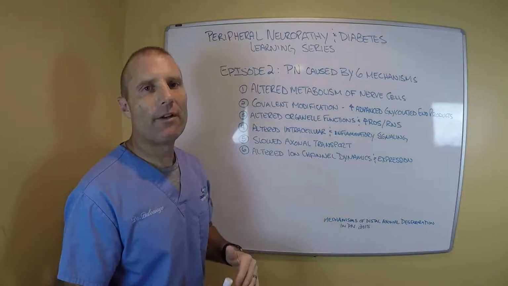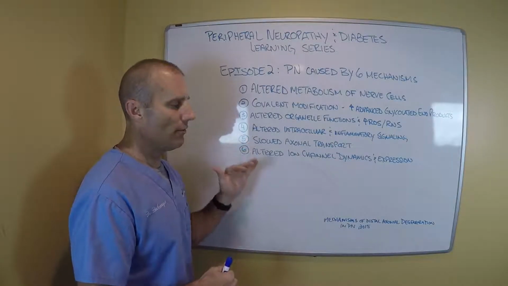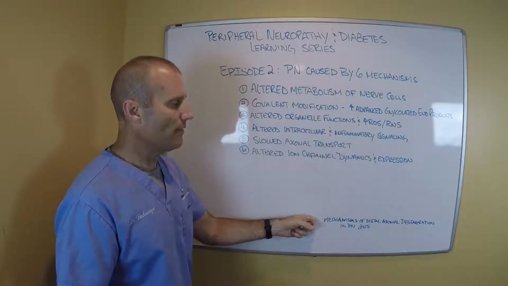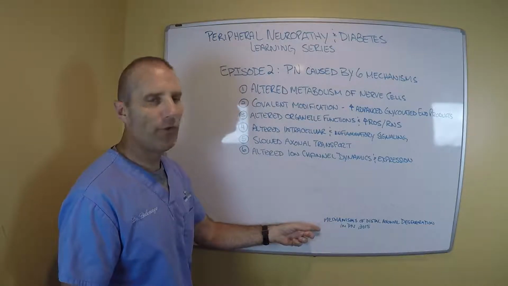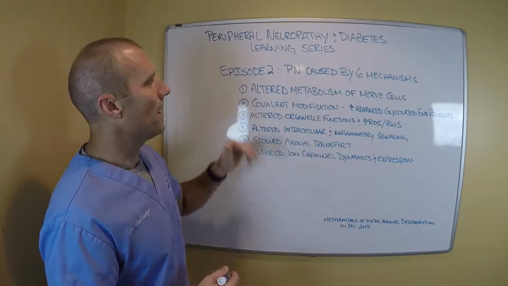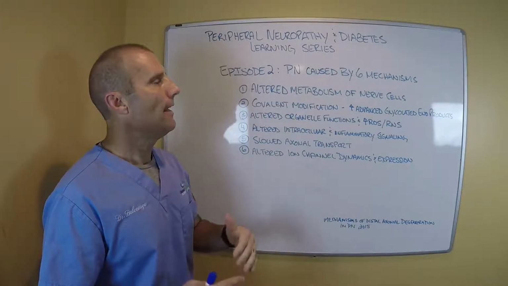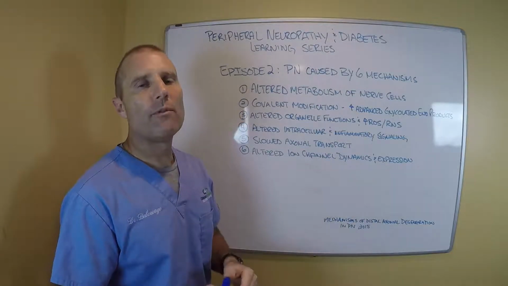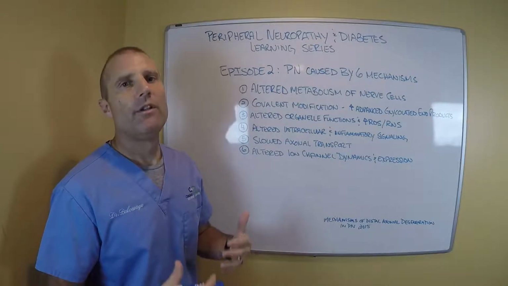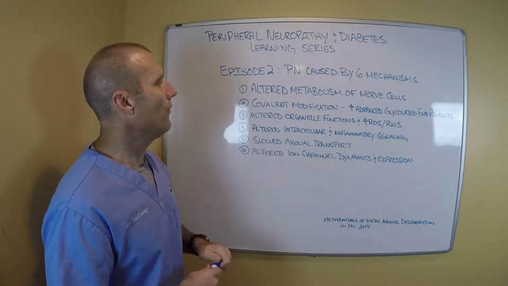I'll break each one of these out in an individual video, but today we're just going to generally cover all of these categories. These were all written up in a paper called Mechanisms of Distal Axonal Degeneration in Peripheral Neuropathy. It's a 2015 paper you can find on PubMed. One of the first mechanisms they talk about is altered metabolism of nerve cells. If you change the normal metabolism, the normal energy production cycle of a nerve cell, it's going to lead to neuropathy.